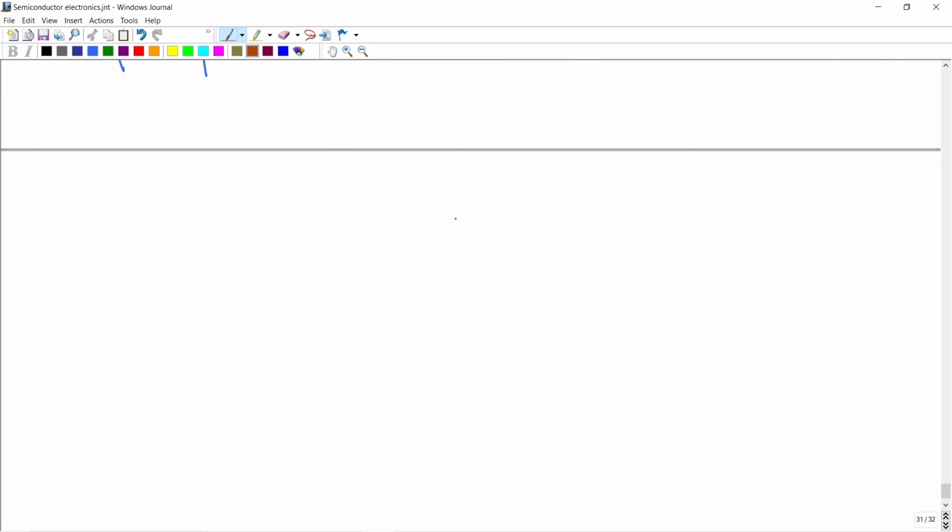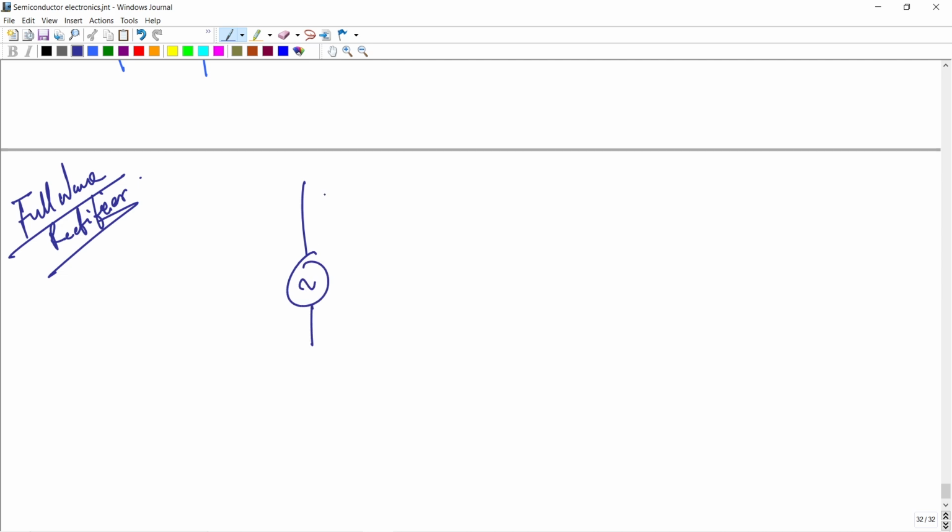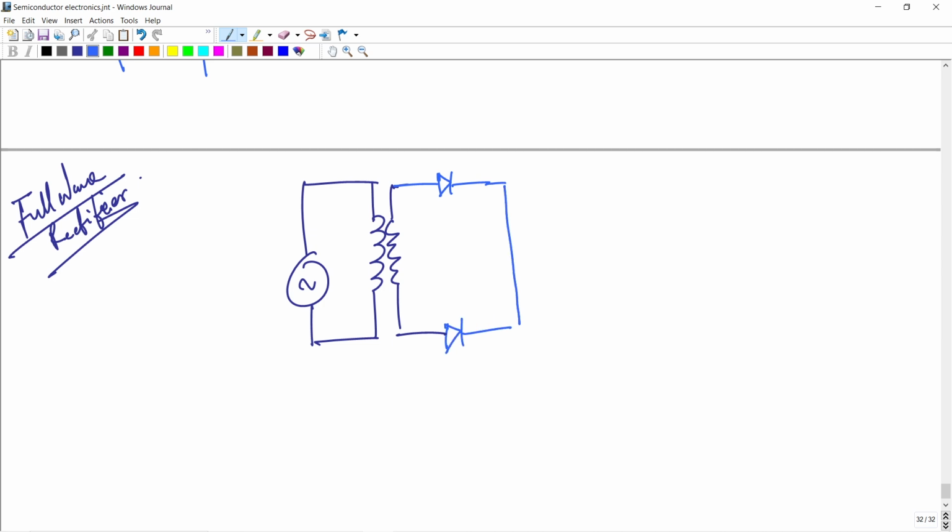So what is a full wave rectifier? Now the full wave rectifier looks like this. There is an AC source, a transformer, two diodes here, and this is a center tap transformer. Okay, and that's the full wave rectifier.